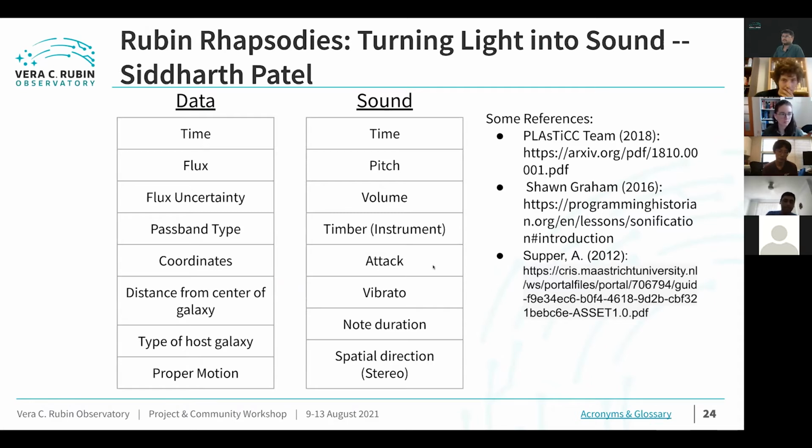Rubin data is very complex and contains a lot of information. It would be very difficult to map it all to sound, but we also have many features of sound available that we haven't explored yet. So it is possible to incorporate more Rubin data into sonifications. Thanks for listening, but Zoom has its problems. But yeah, that's it.